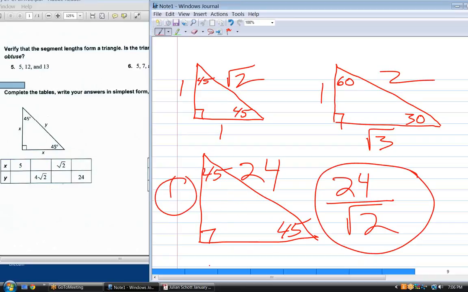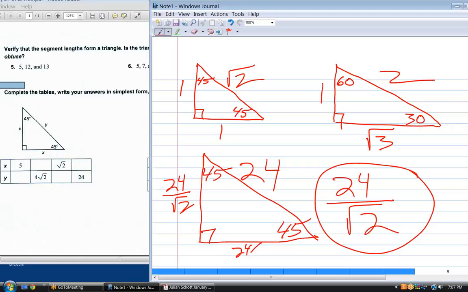Okay. So what's this side here? 12 root 2? No. It's 24 over root 2 times 1. Yeah. So it's 24 over root 2. In other words, I take my similarity ratio and I multiply it by that side to get this. Yeah. I multiply it by this side to get that.